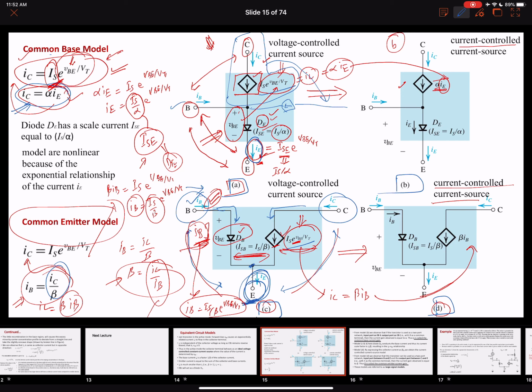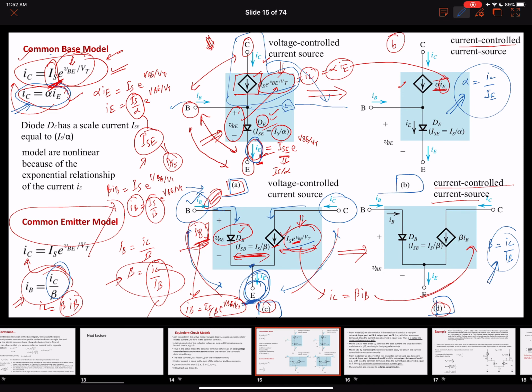So now if we look closely over here, alpha equals IC over IE, and beta equals IC over IB. That is why we earlier called alpha the common base current gain, and over here our beta is the common emitter current gain. So these are the terms that we introduced earlier, and I hope these are clearer now.